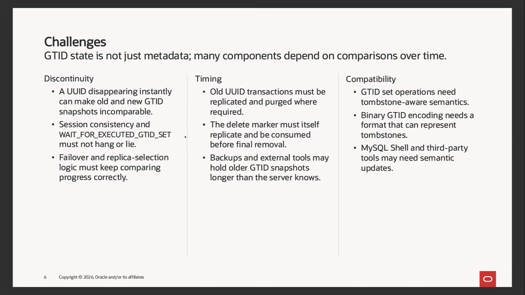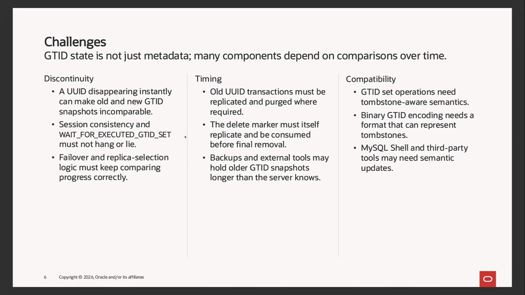When doing the cleanup, we should not make waiting functions stall or return incorrect results. One example is WAIT_FOR_EXECUTED_GTID_SET. If we remove one UID, that function's result must also be affected, by not considering that UID. Failover and replica selection logic must keep comparing progress correctly. So if a UID is removed, it must be removed from those comparisons too.